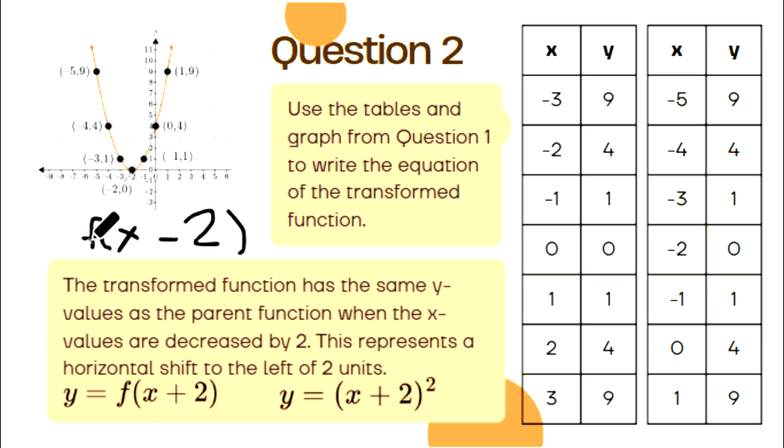Okay. This represents a horizontal shift to the left 2 units, so it can be written either as y equals f of x plus 2, or to get specific to this graph, it's y equals (x plus 2) squared, because this original formula is y equals x squared.